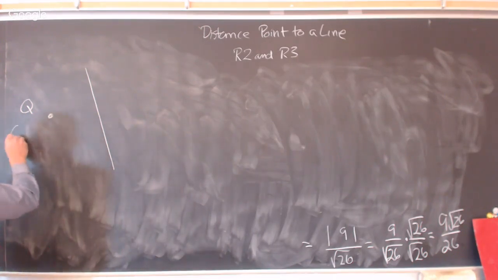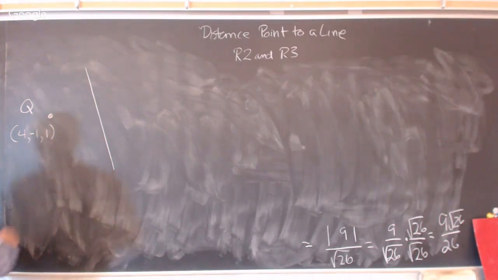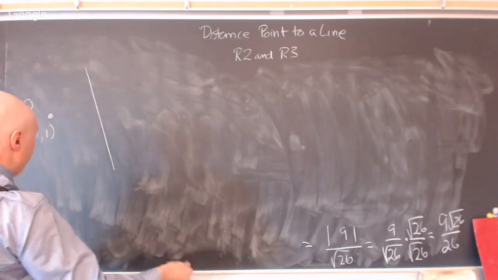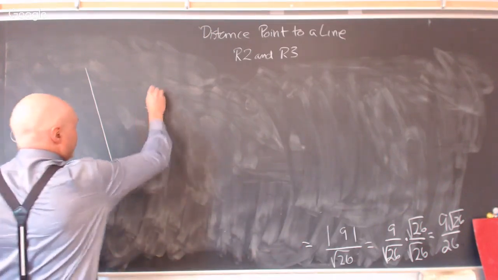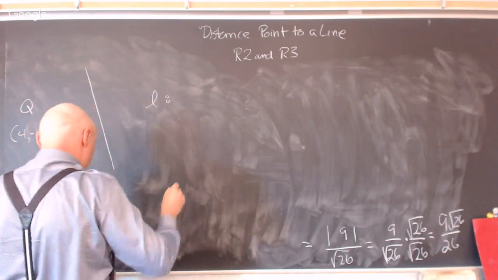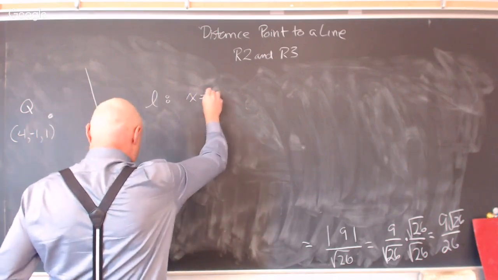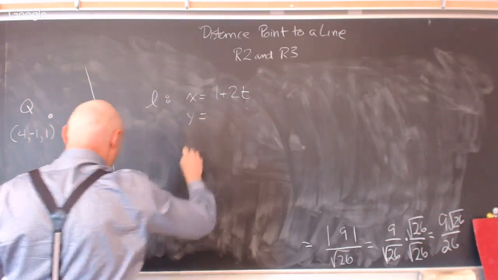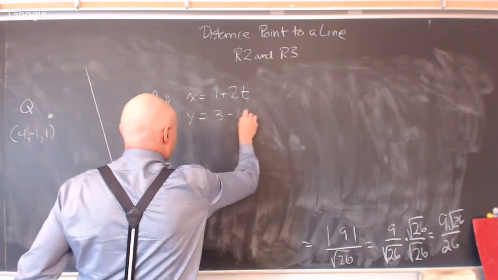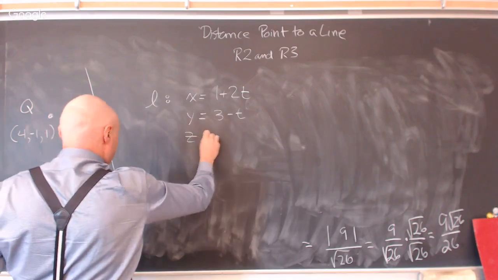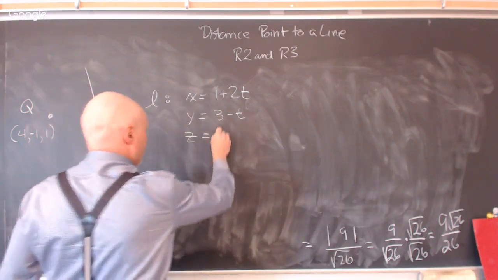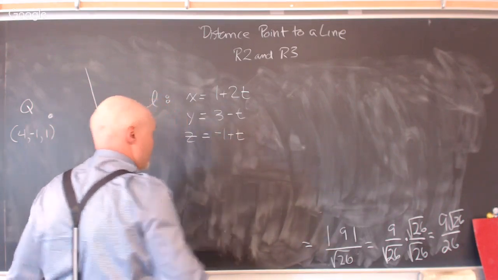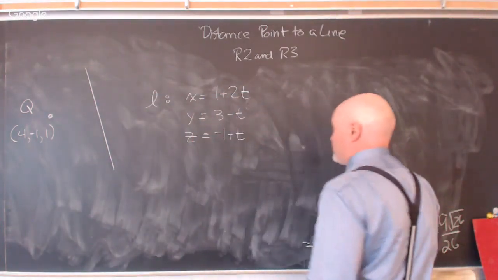So here's my point Q. I need 3 coordinates now because I'm in 3 dimensions. So this is going to be 4, negative 1, and 1. Okay. And my line, I'm going to write it out here in parametric form just because that's going to be handy when we get around to it. X is equal to 1 plus 2t. Y is equal to 3 minus t. And Z is equal to negative 1 plus t. All right. There it is in parametric form.